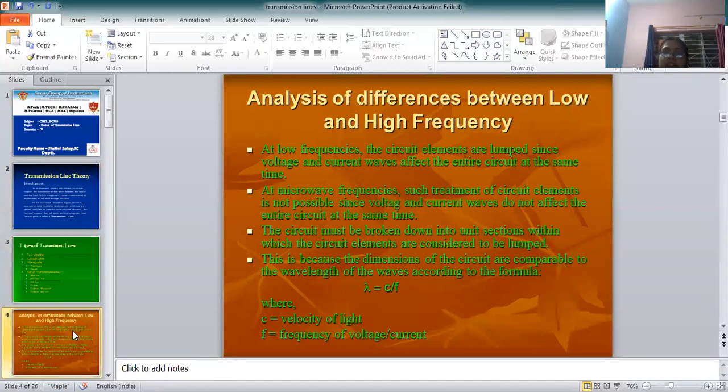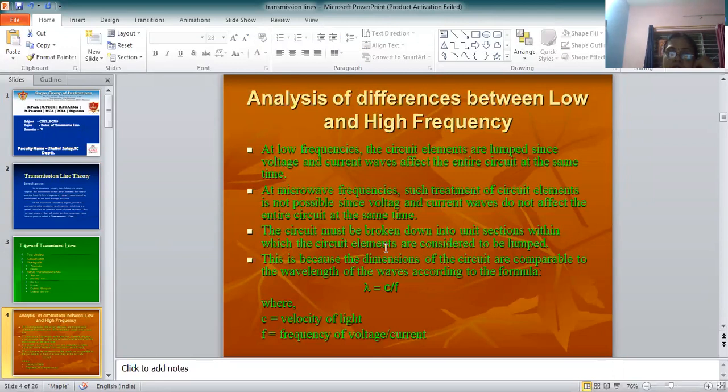Analysis of differences between low and high frequencies. At low frequencies, the circuit elements are lumped since voltage and current waves affect the entire circuit at the same time. At microwave frequencies, such treatment of circuit elements is not possible since voltage and current waves do not affect the entire circuit at the same time.